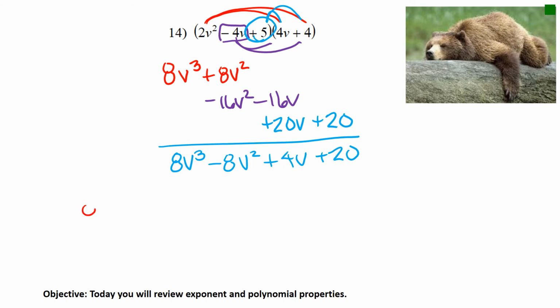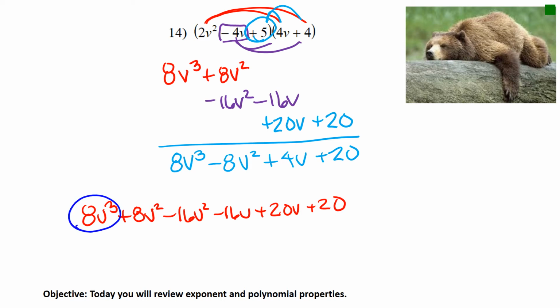Remember, if you wrote this horizontally, you would have had this. And then you're just looking for like terms. That's your only cube. That gives you the 8v to the cubed. Those both have squares. You add those up. That gives you the v squared. Those both have v's. Add those up. That gives you the v. And there's your constant.